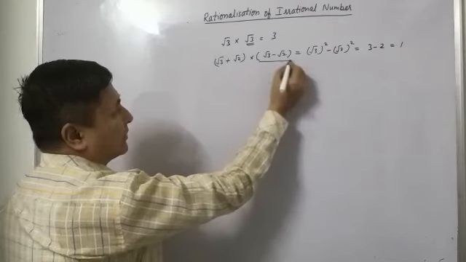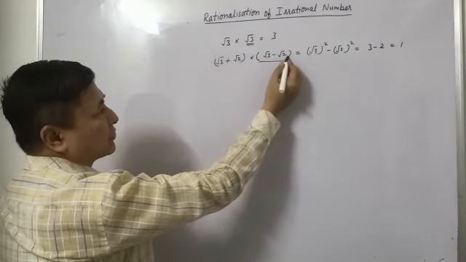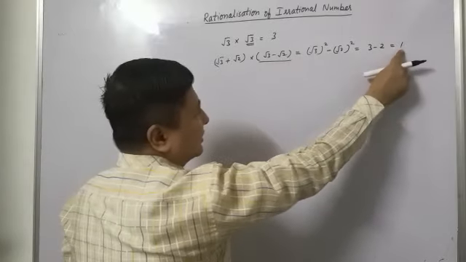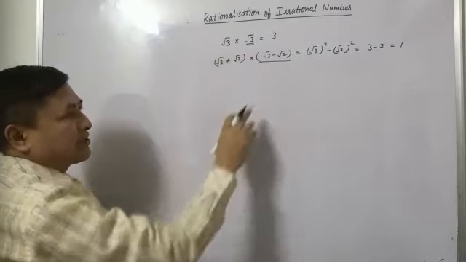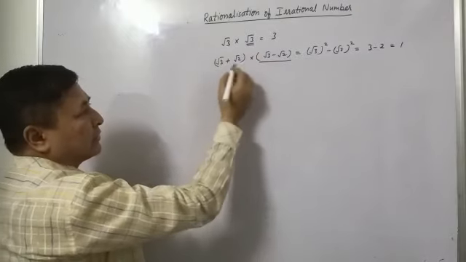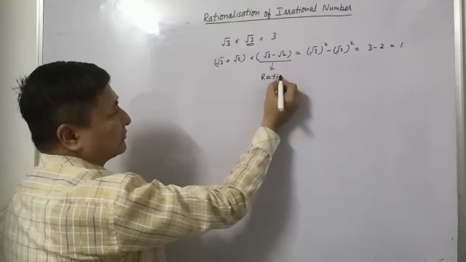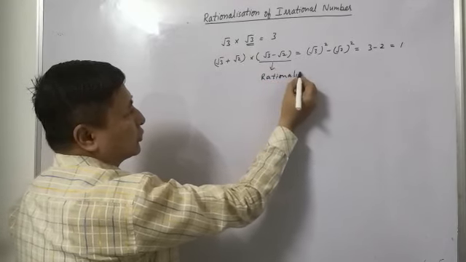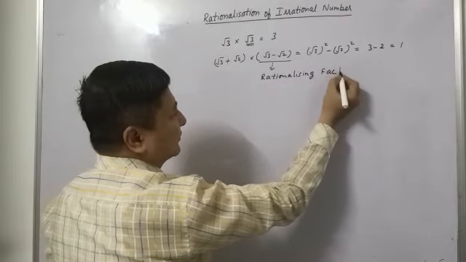So we have multiplied root 3 plus root 2 by root 3 minus root 2 to get a rational number, which is 1. This process is known as rationalization of an irrational number, and root 3 minus root 2 is considered the rationalizing factor.